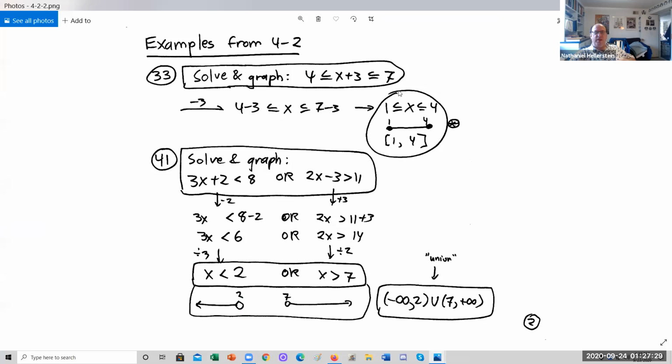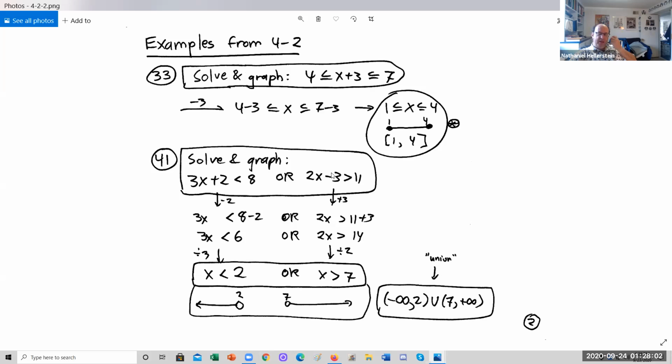All right, so here's an example. We're going to solve this double inequality. X plus 3 is between 4 and 7. Where is X? All right, we'll subtract 3 from all 3 parts. You have to do all 3 parts at once. Subtracting keeps the inequalities the same. So you get 4 minus 3 is less than or equal to X is less than or equal to 7 minus 3. And that's 1 less than or equal to X less than or equal to 4. This closed interval between 1 and 4, square bracket 1 to 4 square bracket.